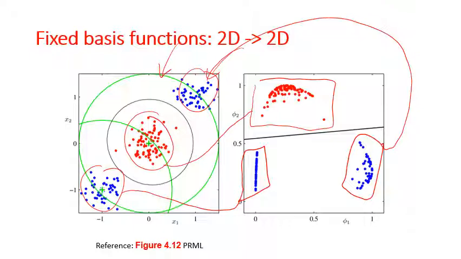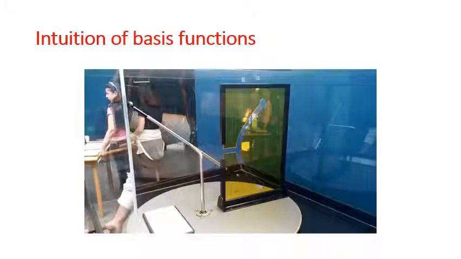So in neural networks, we learn basis functions. I shall discuss how to do that, right? Just for an intuition, how basis functions can help. Not only can we transform from two dimensions to two dimensions, we can also project our data into higher dimensions as well.